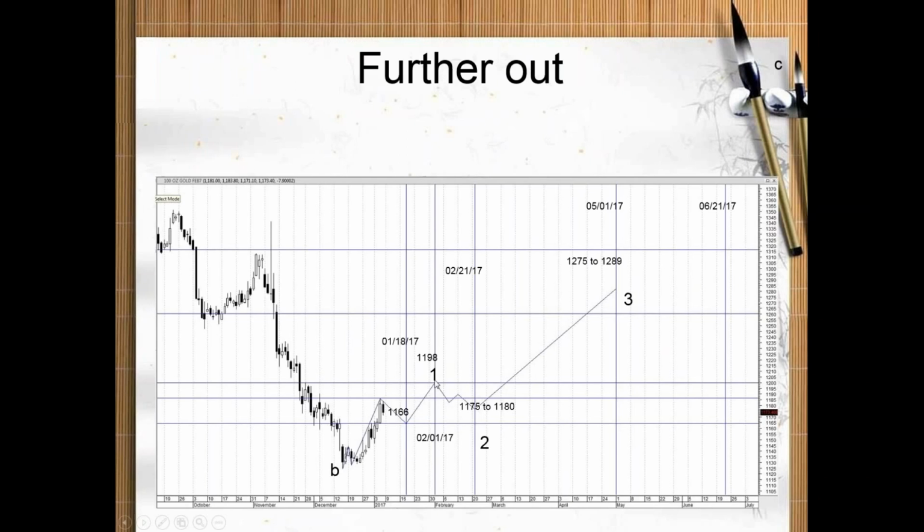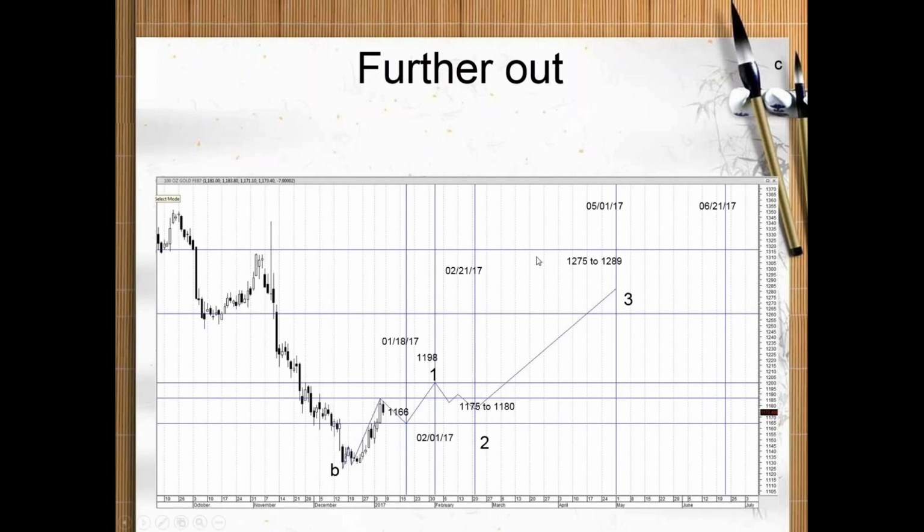So if this is the 1 of the C, the 2 of the C, I project a corresponding price zone or range of 1175 to 1180. That effectively brings about a correction, which would only bring us a little higher than where we are right now. After which the 3 should form, and that typically can be expected to provide a rocket-like lift to prices.